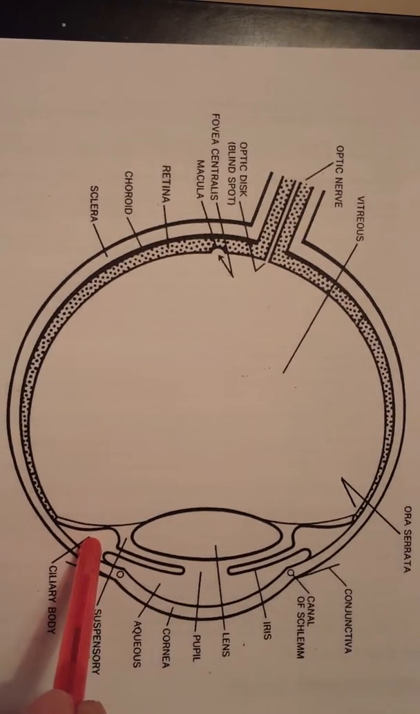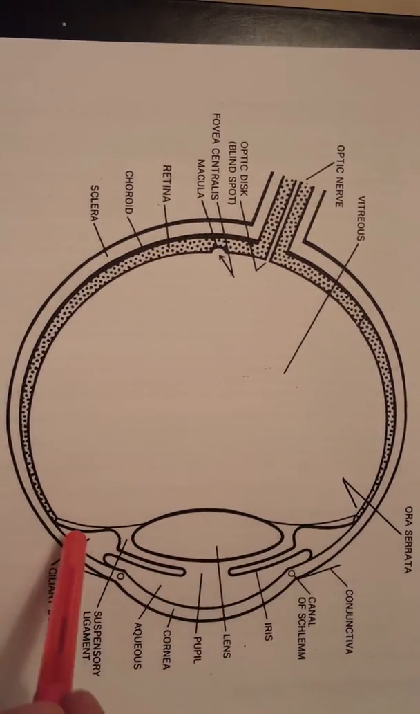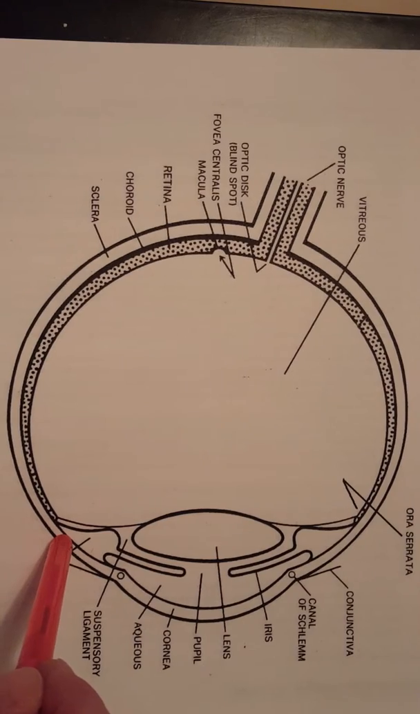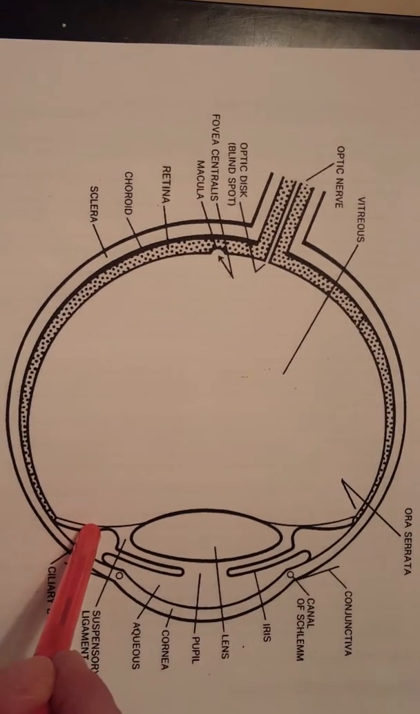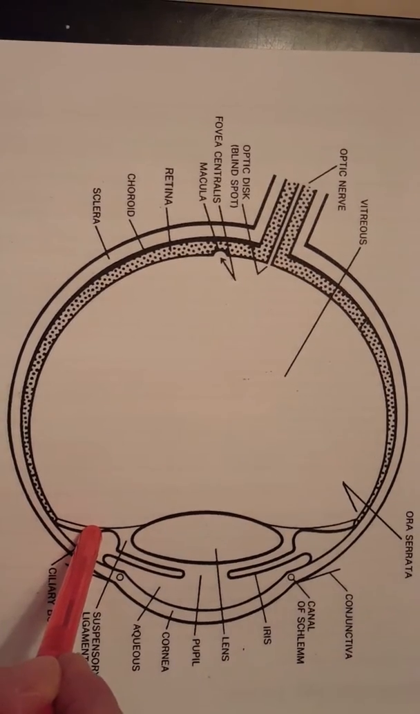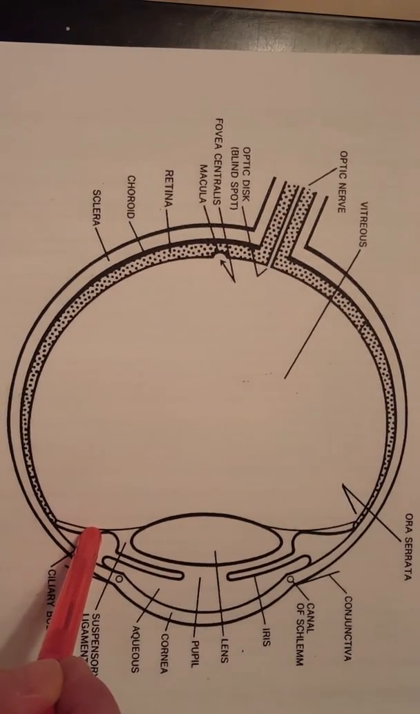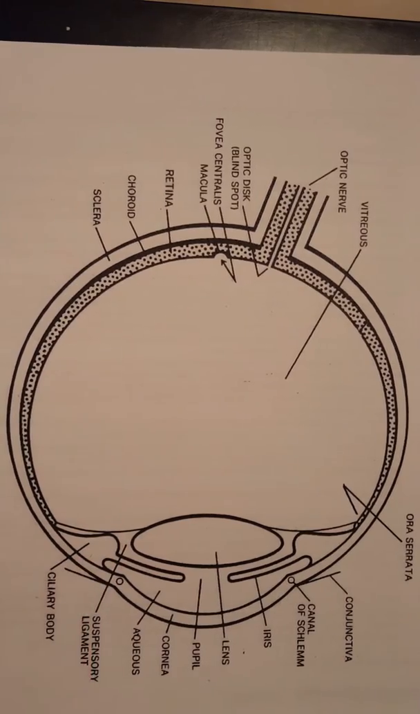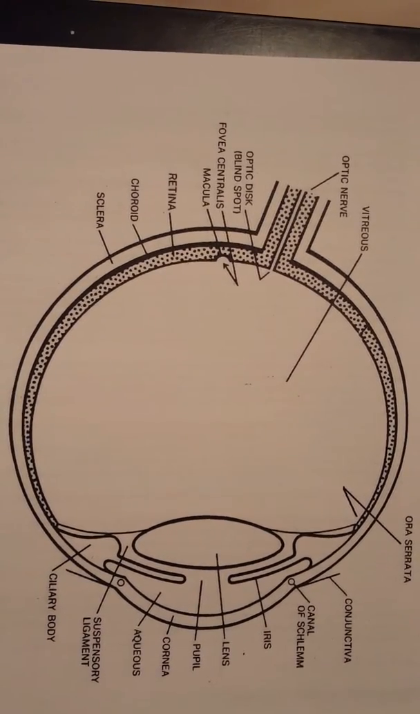So right here is your ciliary body, and this is part of the eye that includes the ciliary muscles, which control the shape of the lens, and the ciliary epithelium, which produces the aqueous humor. The ciliary body helps deliver oxygen and nutrients to the eye tissues.